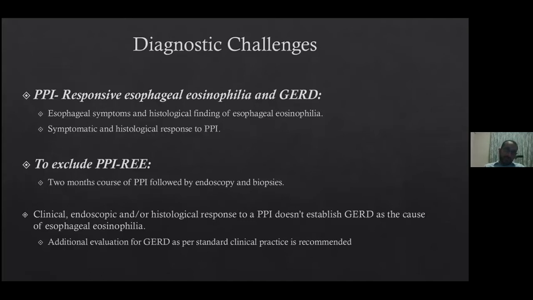To exclude it, give a 2-month course of PPI followed by endoscopy and biopsy again. If the histological features improve, it is PPI-responsive esophageal eosinophilia. If not, it is eosinophilic esophagitis. Clinical, endoscopic and or histological response to PPI does not establish gastroesophageal reflux disease as the cause of esophageal eosinophilia. So further evaluation for GERD should be recommended; a pH study should be done.